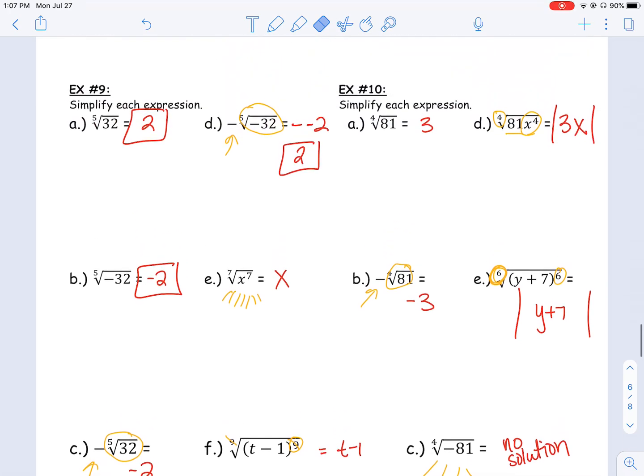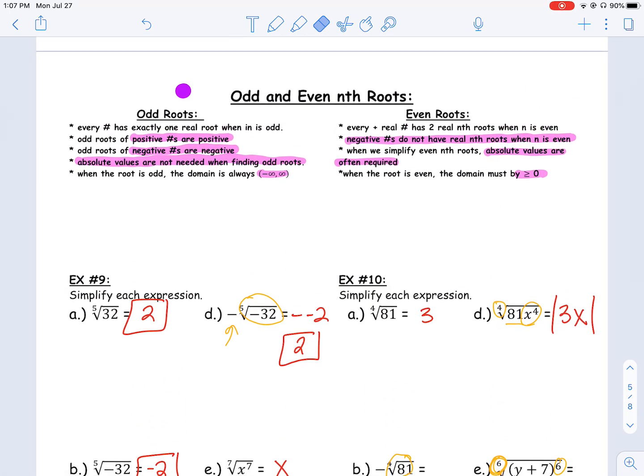Make sure you practice. Make sure you practice knowing all of those different rules for even and odd so you can make sure you get the correct final answer.